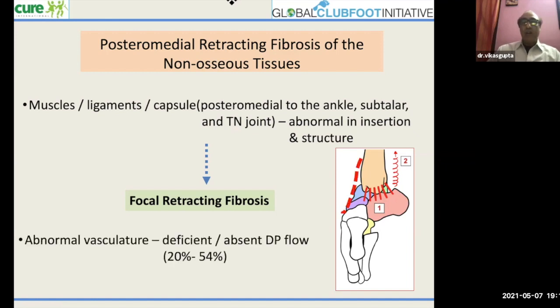And not only the soft tissue, but there's abnormal vasculature. If you go by the literature, 20 to 54% of the cases have a deficient or absent dorsalis pedis flow, which has a bearing, especially once you are doing the tenotomy, you have to take care of the posterior tibial, or if you are doing the open surgery of the clubfoot.